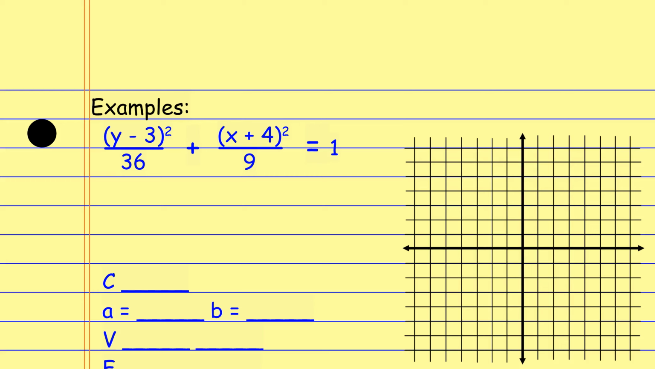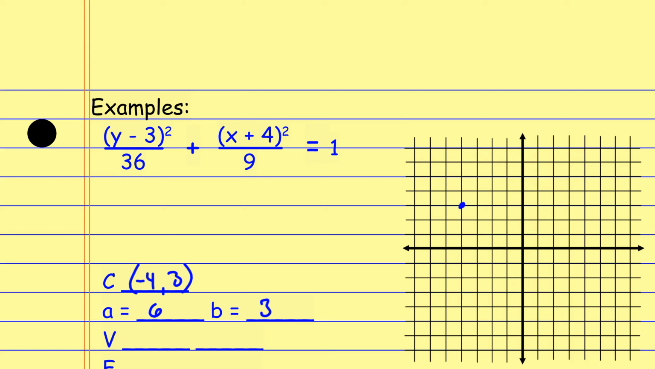For example, if I look at something like this guy, the center, and just be careful based on where x and where y is, this is going to be negative 4, 3. The a value is a 6. The b value is a 3. And now from here, that's enough information to graph this thing. So I'm going to start at the negative 4, 3.